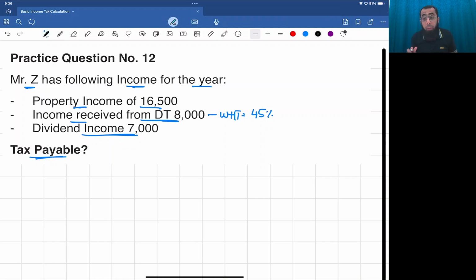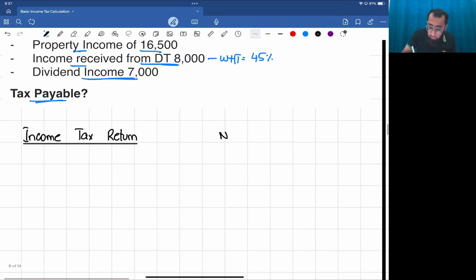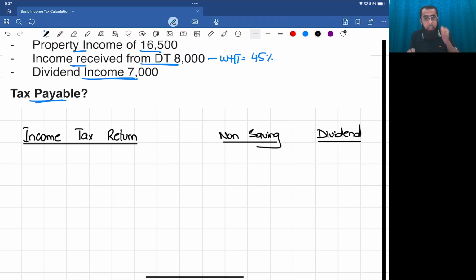I believe you all remember the previous class. So let's look at the income tax return. I want you all to listen to me carefully. Income tax return: one head of income is non-saving and the other head is dividend. So these are the heads of income, non-saving and dividend. Now comes the property income, 16,500. Property income goes under the non-saving head.